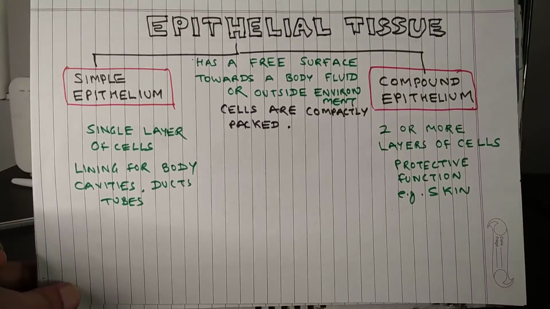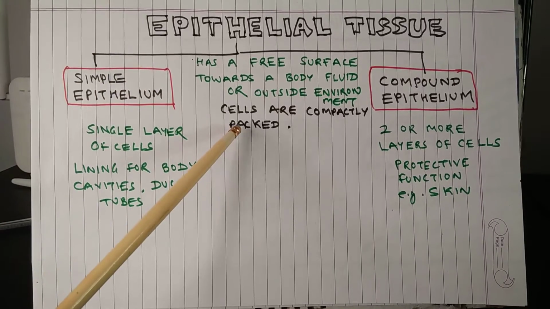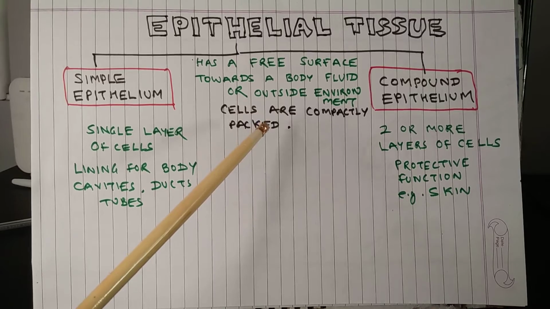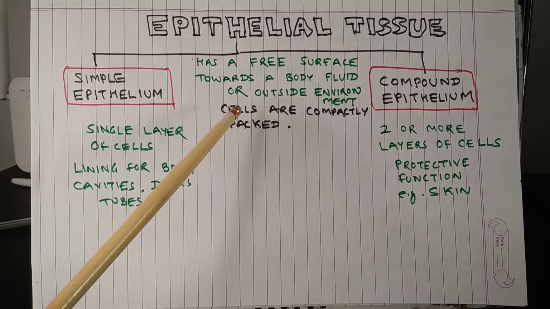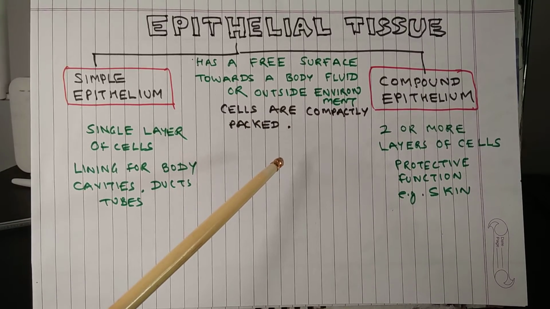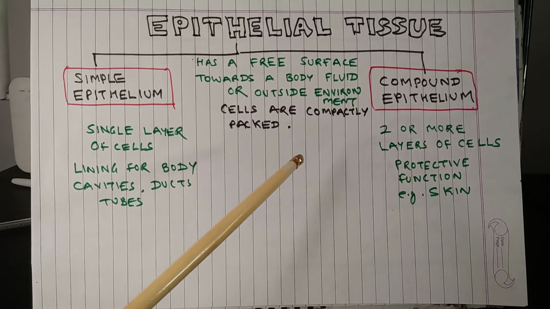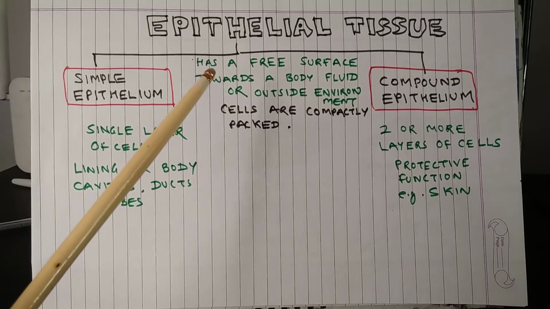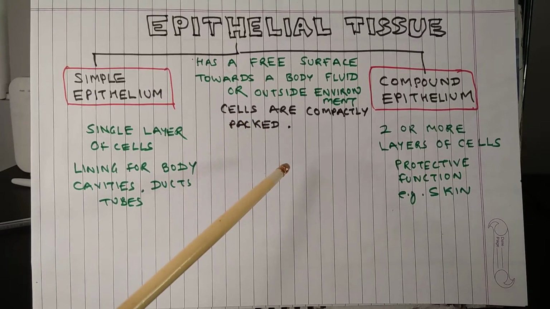Epithelial tissue. In case of epithelial tissue, the cells are compactly packed. There are no gaps between the cells, and there is little intercellular matrix in epithelial tissue. The epithelial tissue always has a free surface which can be towards a body fluid or towards the external environment.